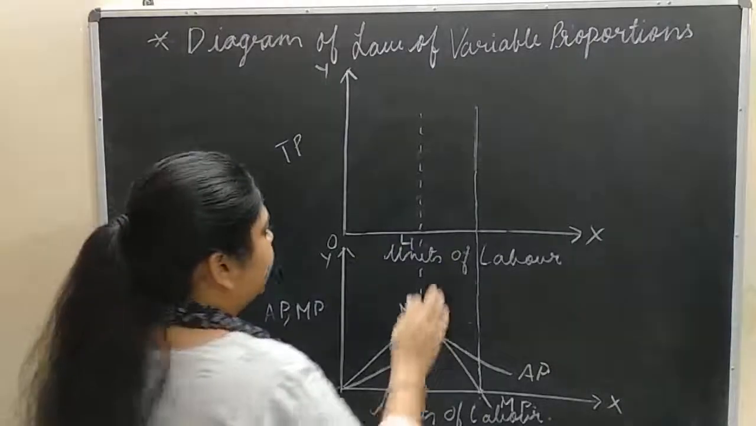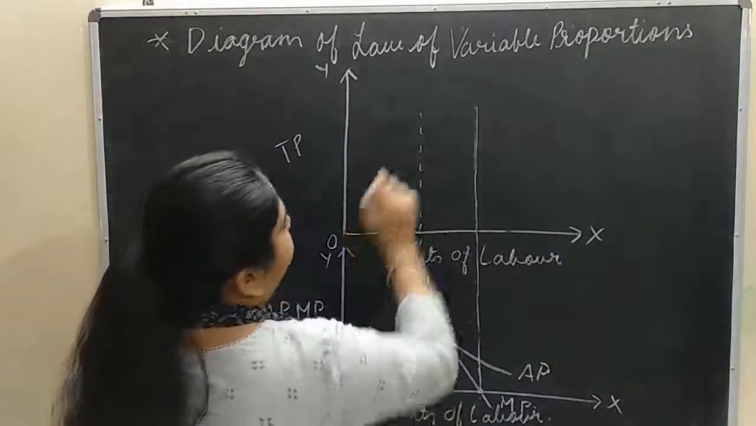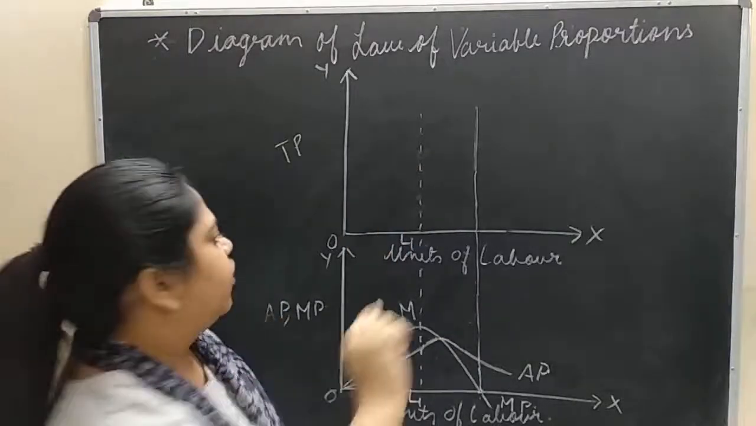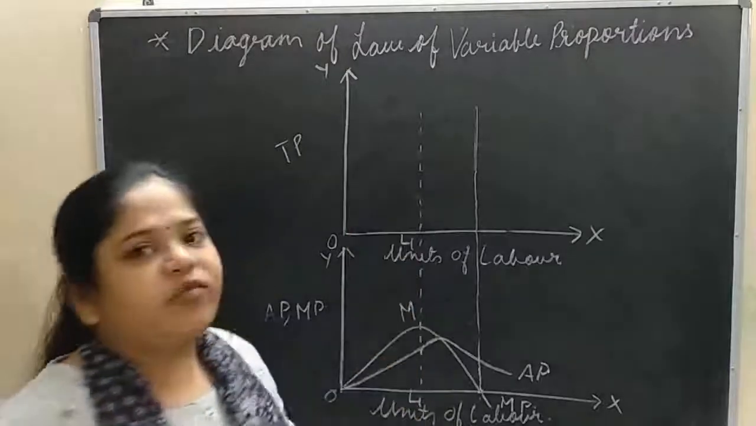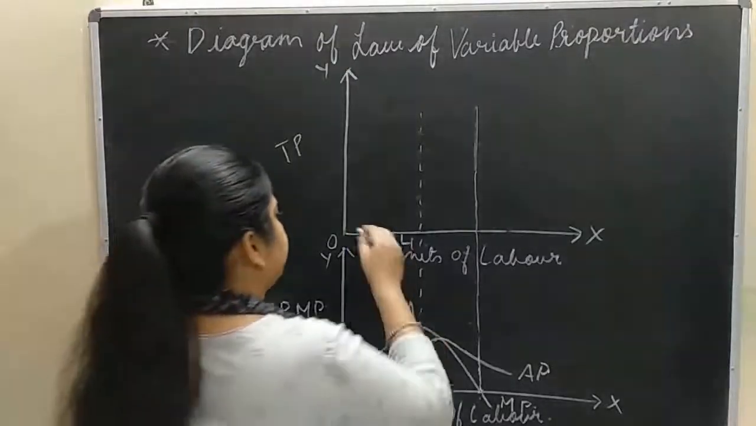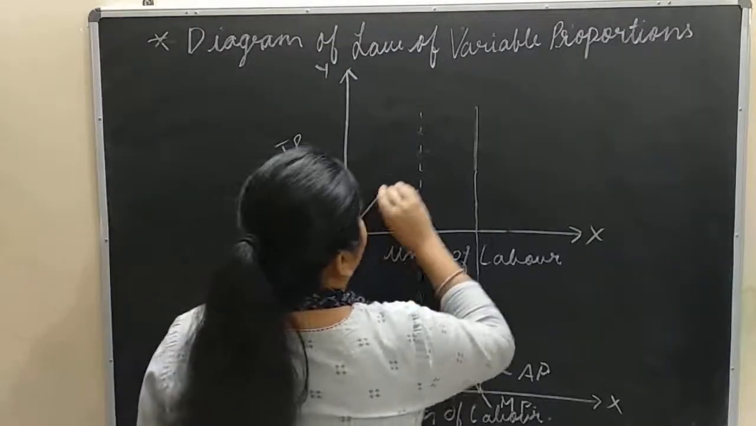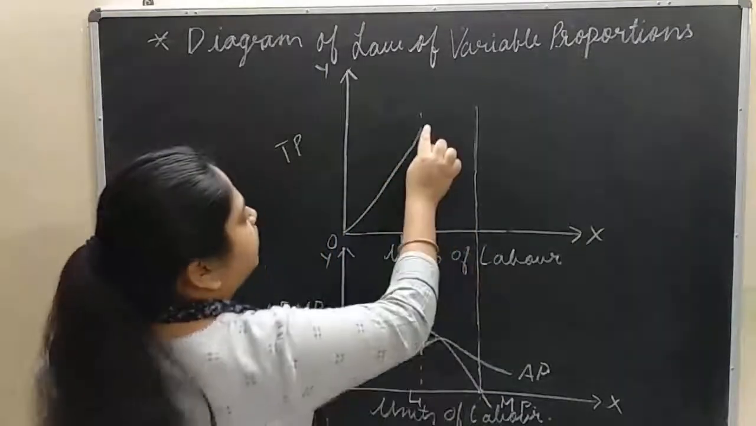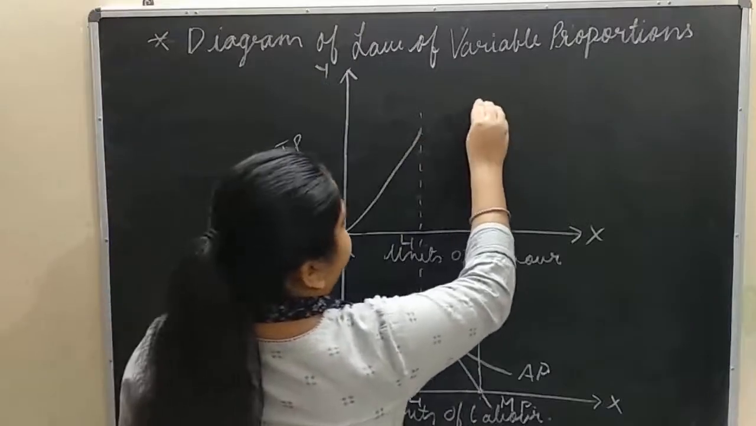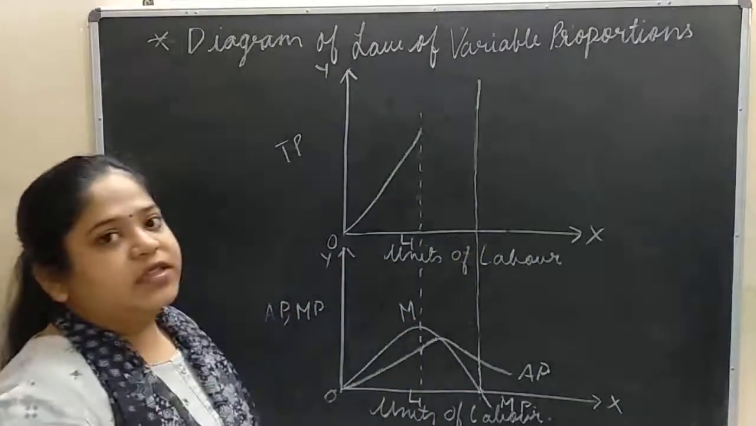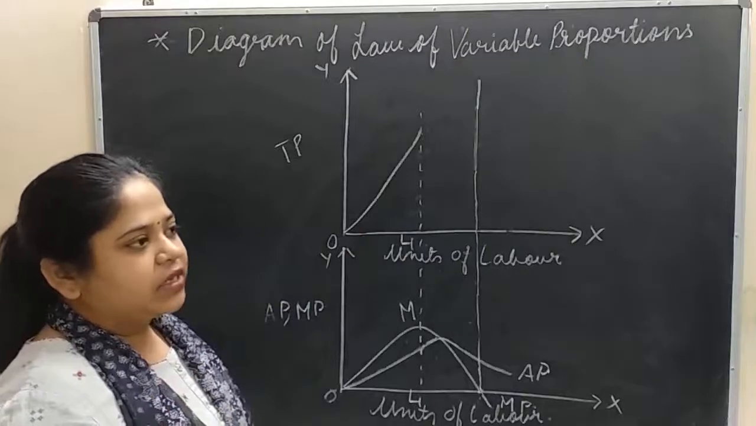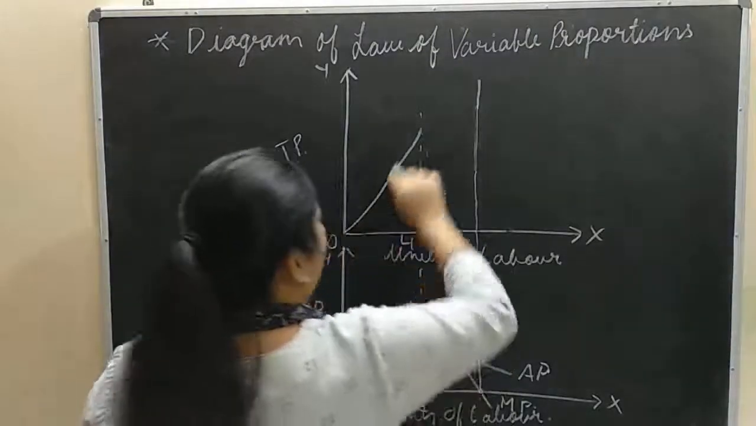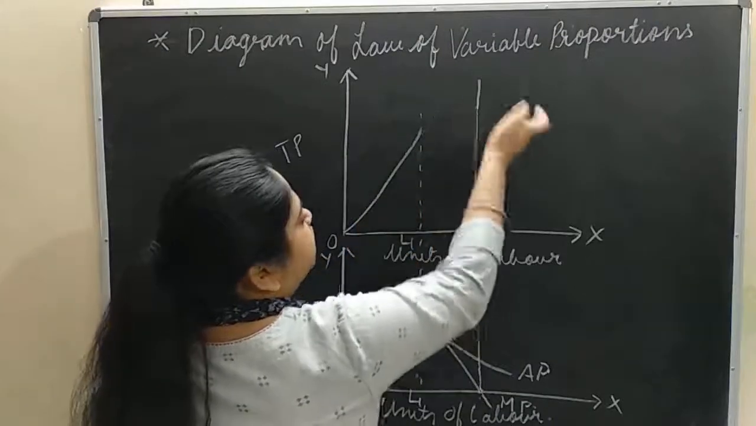So we'll make the diagram first. From this point to this point, I have to make a sharp increase in TP. Stop it here. And from this point to this point, TP will increase but at a decreasing rate, so I'll make a slight increase in TP, a little less. In this part I have to show a much larger increase, and from this point a little less.